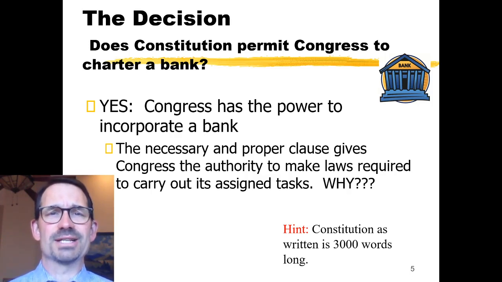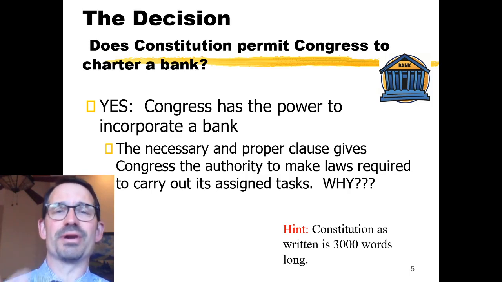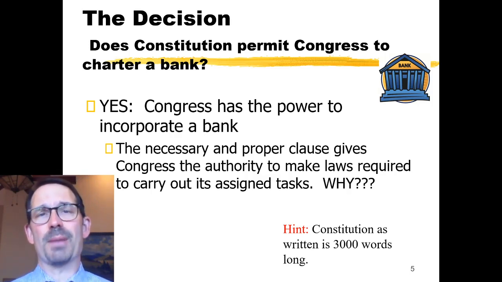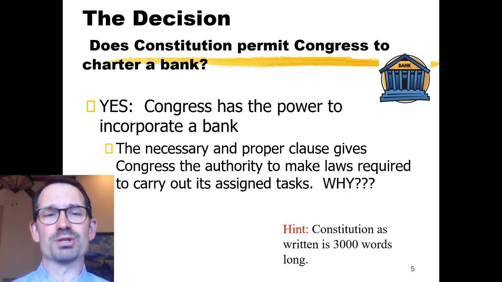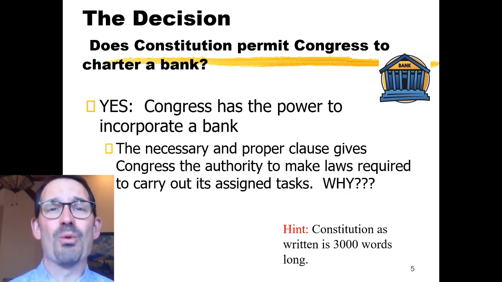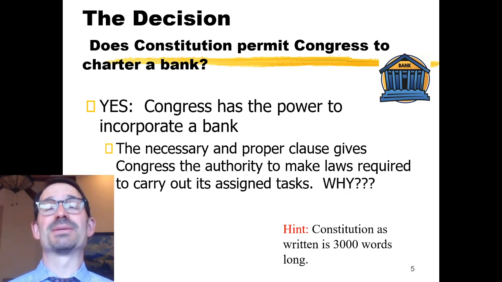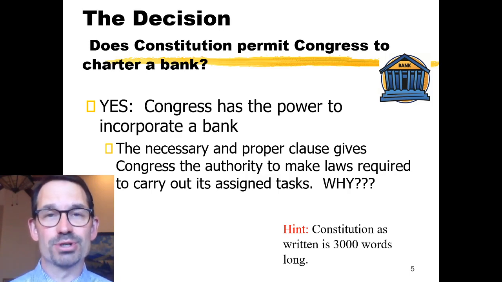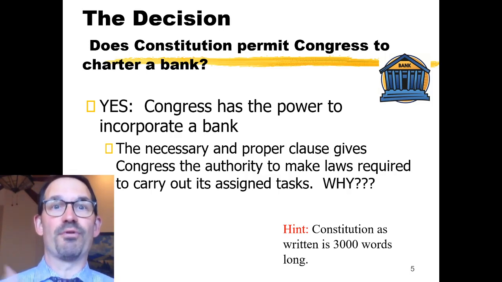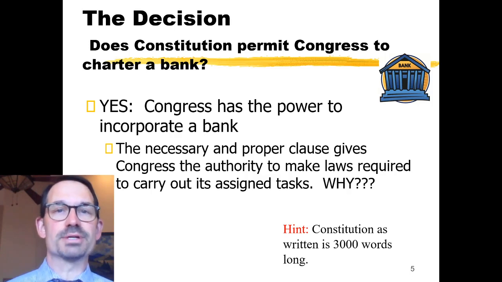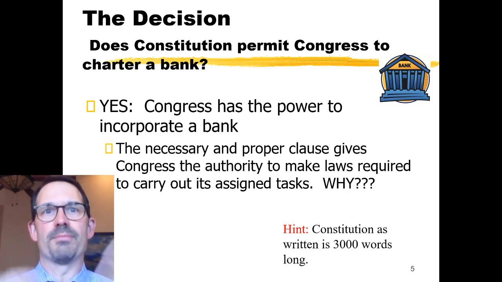First, does the Constitution permit Congress to charter a bank? Yes. Congress has the power to incorporate a bank, says the United States Supreme Court, because it's related to one of their enumerated powers. The necessary and proper clause gives Congress the authority to make laws required to carry out its assigned tasks. Why? Because it would be impossible to list everything in the Constitution that the Congress can do for all eternity. So the founders give them this Article 1, Section 8, Clause 18, this thing called the Necessary and Proper Clause, or the Elastic Clause, or implied powers.